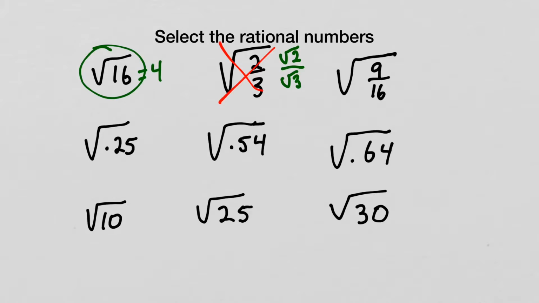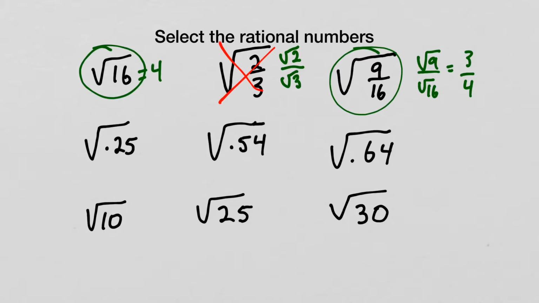What about this? The square root of 9, okay, over the square root of 16. Well, that simplifies to 3/4. 3/4 is a fraction, and so that one is a rational number.